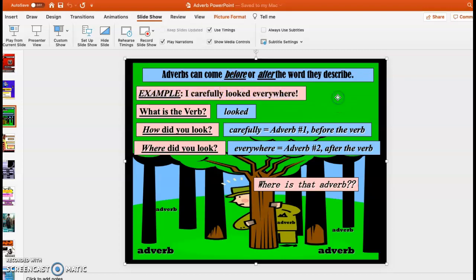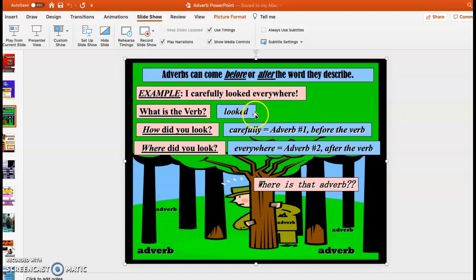Remember when we're searching for adverbs, oftentimes they do end in ly. That is not the case all the time, but for most cases, if you do see that ly, oftentimes it is an adverb. First we have to identify the verb in the sentence, because remember, adverbs describe verbs: how it was done, why it was done, and to what extent it was done. So we're going to look at this sentence. I carefully looked everywhere. My verb is looked because looked is my action. In this sentence, we actually have 2 adverbs, carefully and everywhere, and we'll get into that in just a sec.